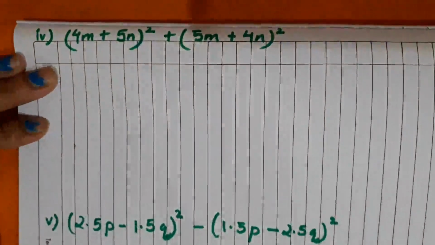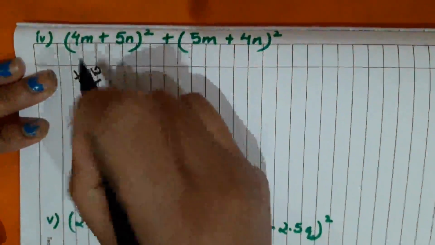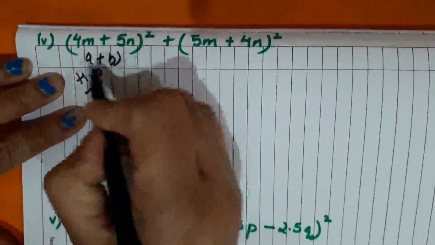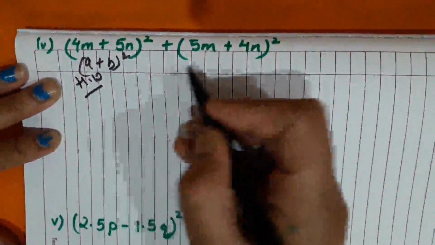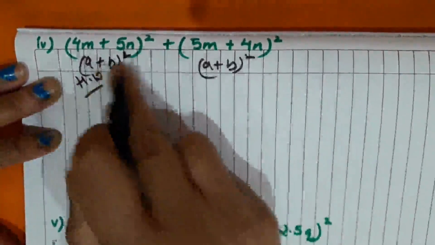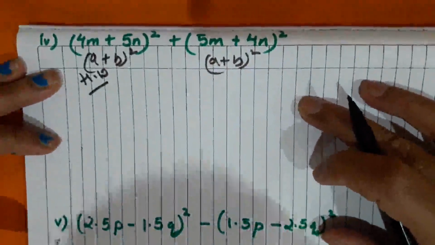Now fourth part I am giving you homework, because (4m plus 5n) square, it means (a plus b) whole square, open this. Then (5m plus 4n) square, again same thing, so open (a plus b) whole square. Now two individual expressions you will get, after that add.